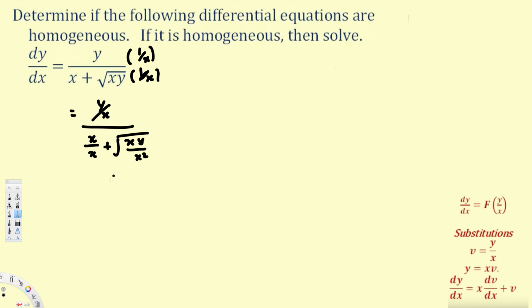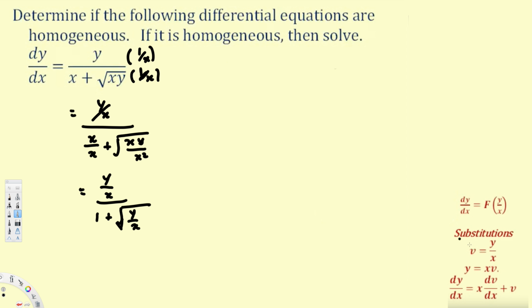Now let's simplify this. First we have y over x on top, and in the denominator we have 1 plus, inside the square root, y over x. Now the function is in terms of y over x. We can write this in terms of y over x. Therefore, this is definitely a first order homogeneous differential equation. Now we have proved this is a first order homogeneous differential equation.